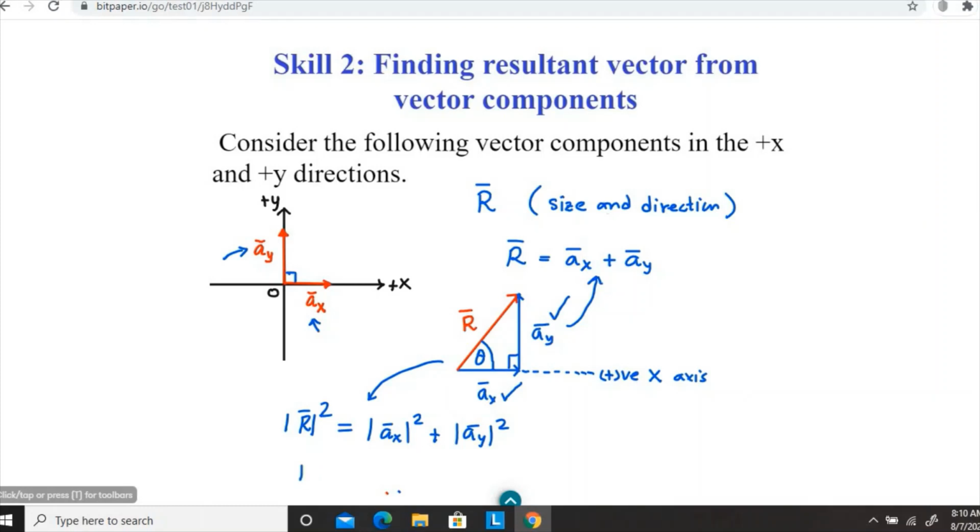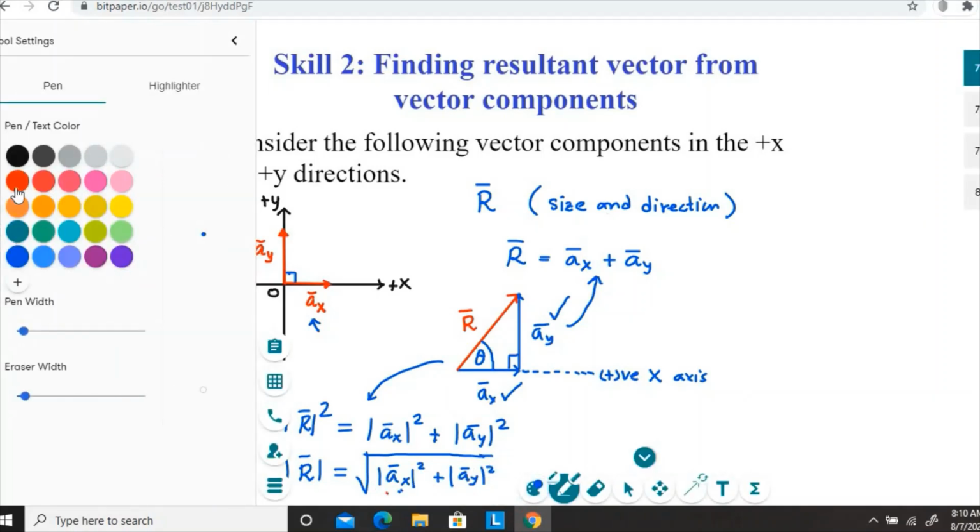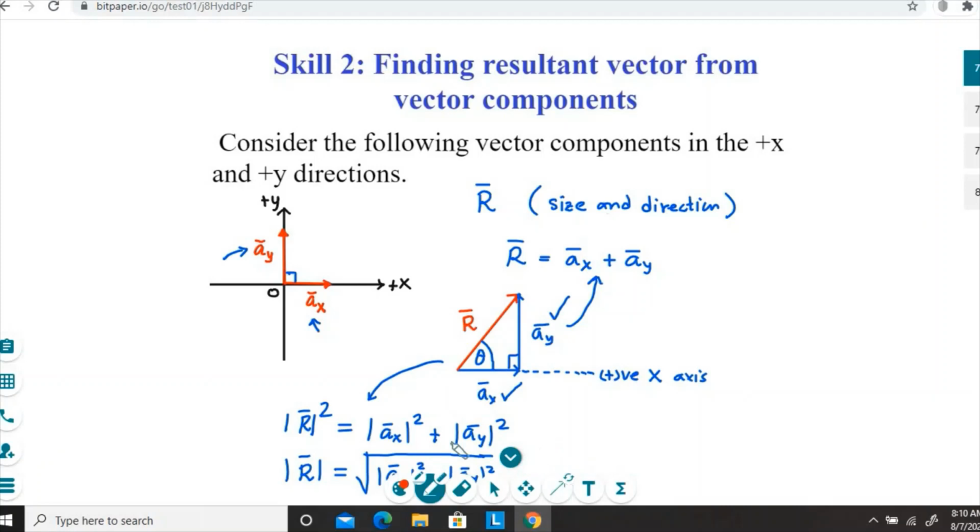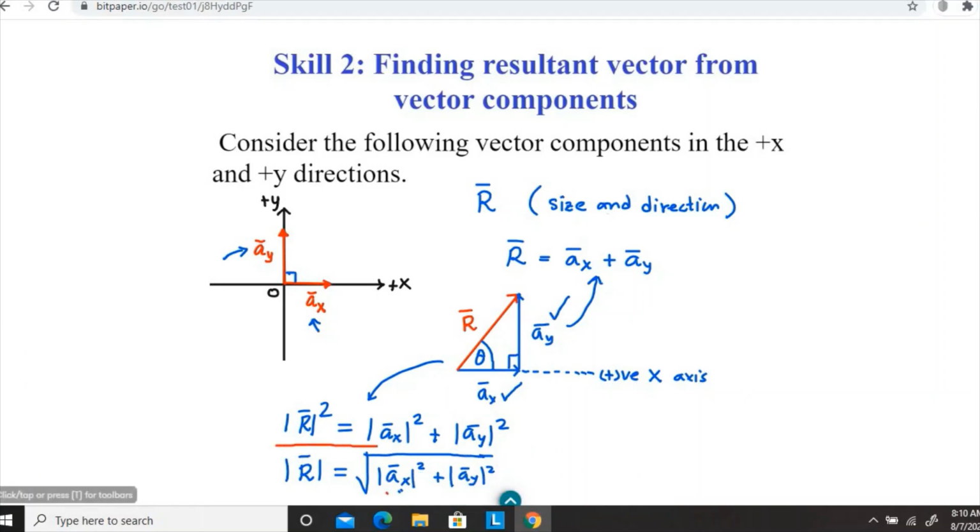So then if you are solving for just the magnitude of r, that is equal to the square root of the magnitude of ax vector squared plus the magnitude of the ay vector squared. So remember, this is a very important relationship. So that's why I'm going to box it like this. So we figured out the size or the magnitude.